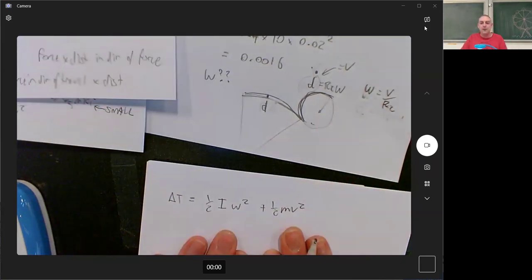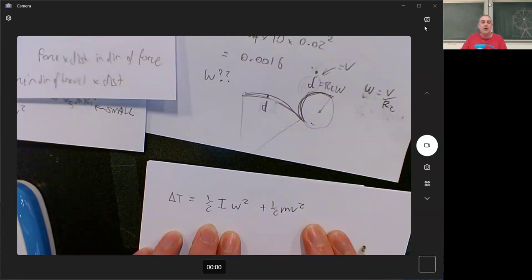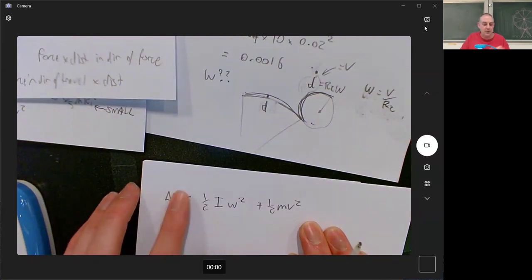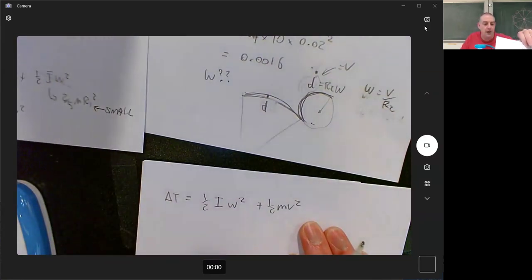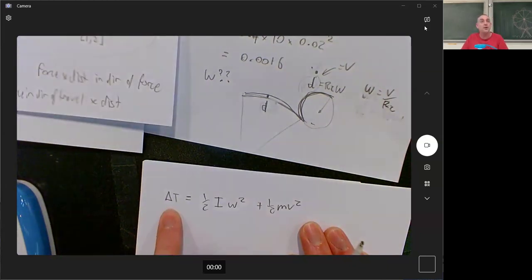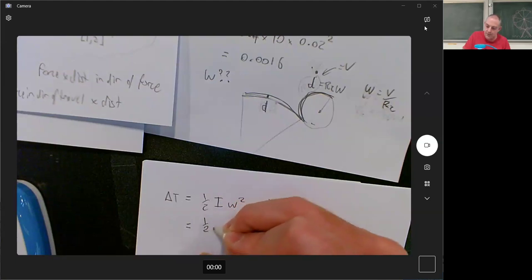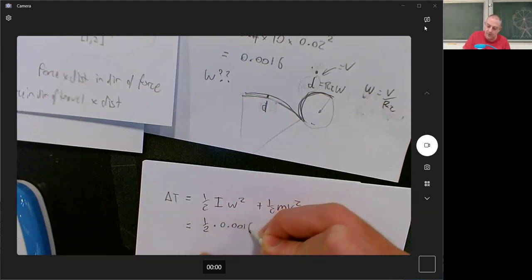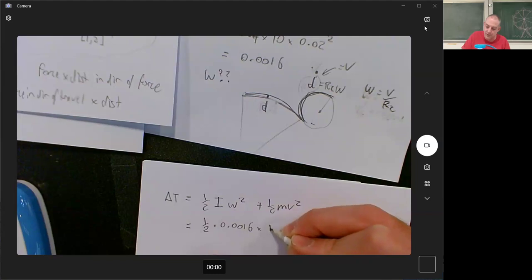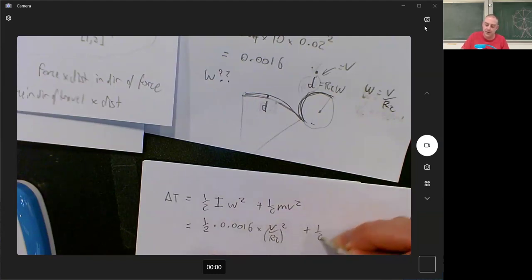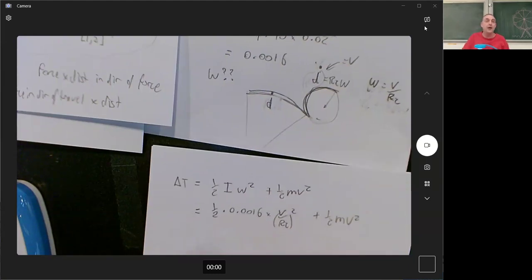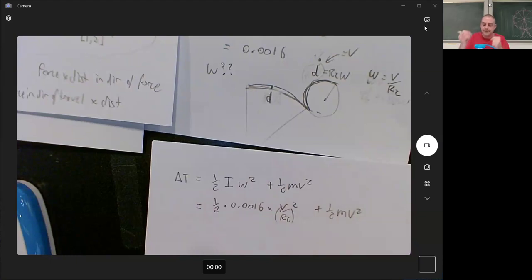Okay, so we've got this thing, and we know what that is. That's the mg R1 (1 minus cos theta), that's this bit. And this bit is a half times 0.0016 times the velocity on R2 squared. And that's a half of mv squared, and they've both got a v squared, and so I can pull that out.